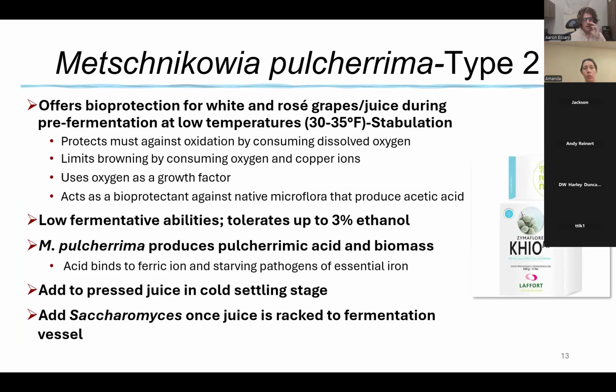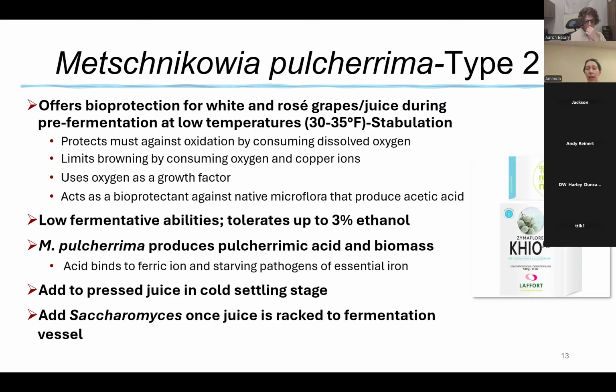And then the type 2 Metschnikowia is a strain that offers bioprotection for whites and rosé grapes during the pre-fermentation stage, during stabulation, which I'll explain in a minute. So this is done at low temperatures, but the Metschnikowia pulcherrima is going to protect the must or the juice against oxidation. It actually consumes dissolved oxygen, and it limits browning by not only consuming oxygen, but also copper ions. And then it uses oxygen as a growth factor.